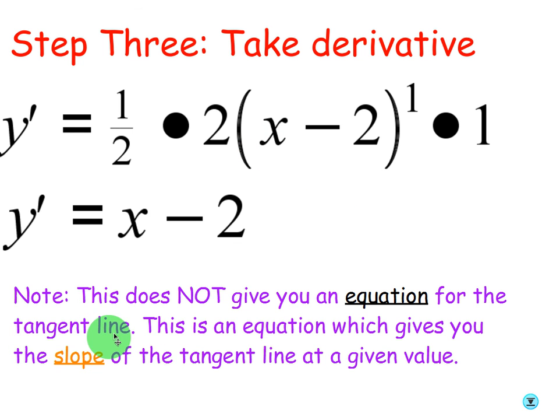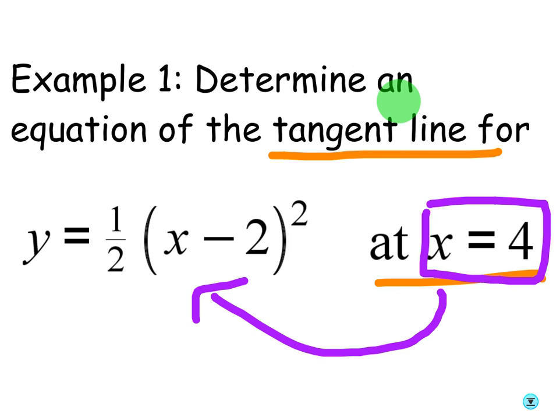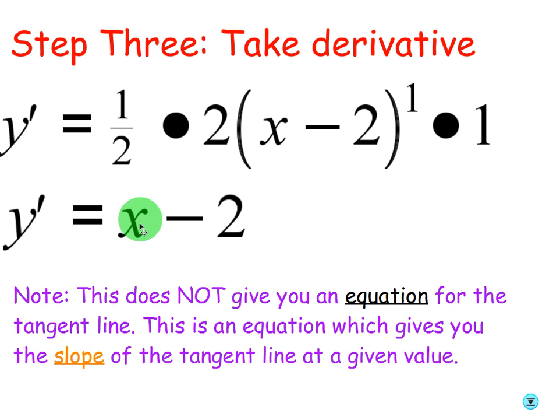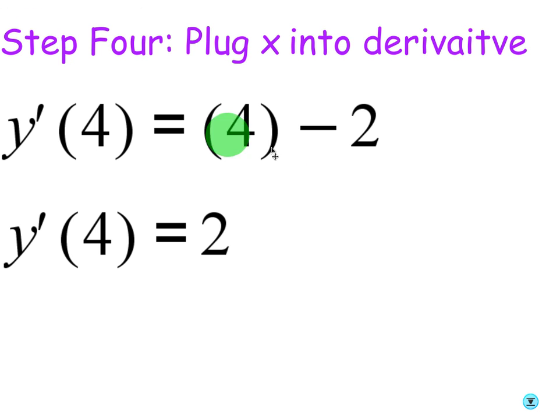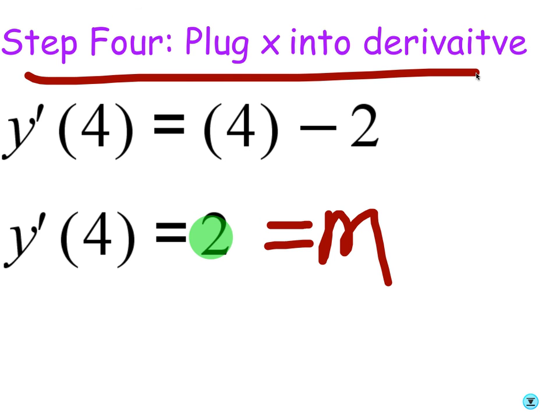Now, this used to confuse me when I was a student, so I thought I'd mention this. This does not give you an equation for the tangent line. This is an equation for the derivative. So you have to plug the x value that they gave you into the derivative equation to get the slope. So what x value did they give us? They give us 4, so we're going to plug 4 into the derivative equation. So 4 goes here. Okay? So you get 4 minus 2, which is 2. This, might as well write it, is your m value. So again, take the derivative and then plug x into the derivative to get your m value, or your slope. That gives you the slope of that tangent line we looked at right here.